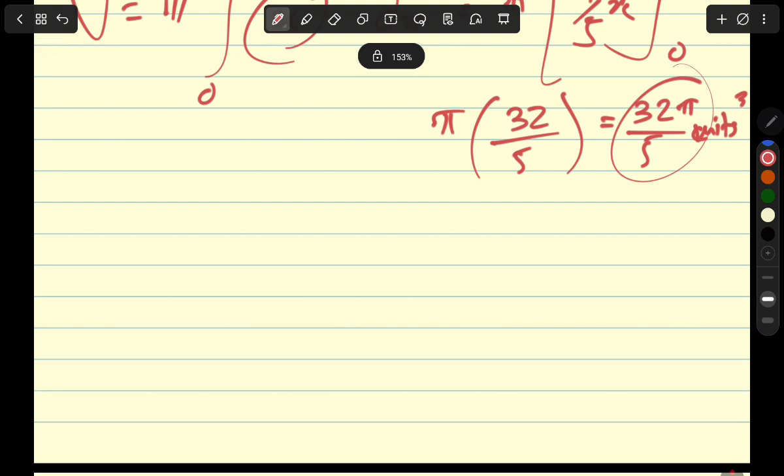Okay, now what's the biggest mistake? Students often write pi integral y dx and the limits whatever, right? This is wrong, because what is the area of a circle?